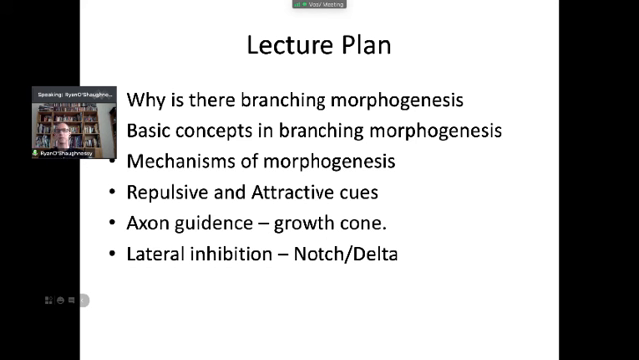And then finally, we looked at lateral inhibition and the role of Notch delta to specify the fate of one cell and preventing the cells adjacent to that cell from adopting the same fate.